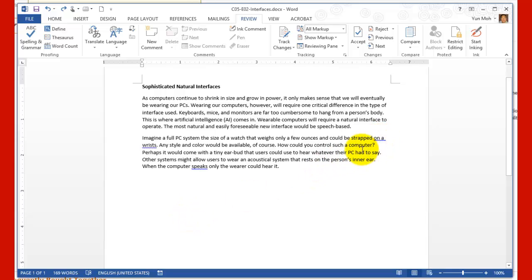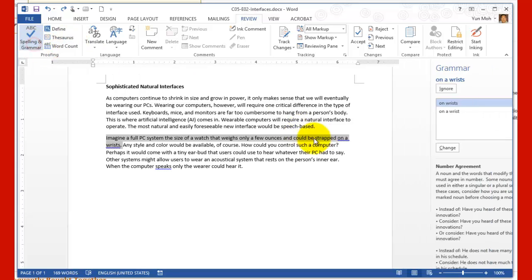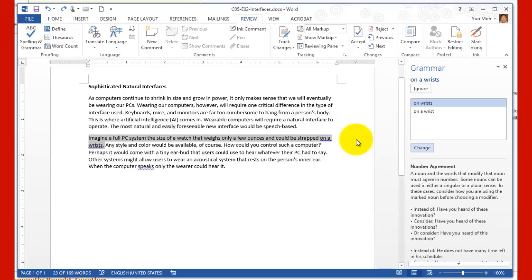That's interesting. So I click on it. There's something about, okay, there's some grammar. It looks obviously like a grammar error on a wrist. Well, yeah, it is a grammar error, but Word did not pick it up before. So let's go ahead and go to the Review tab, and then click on Spelling and Grammar, and then you have this Spelling and Grammar dialog pane, and then here, number argument.